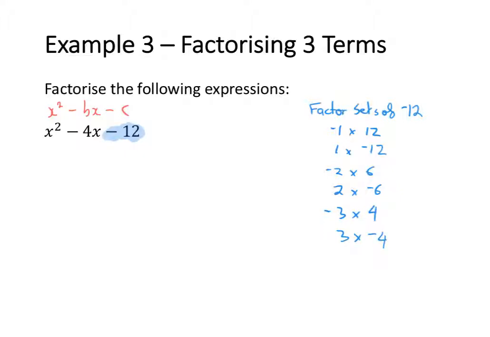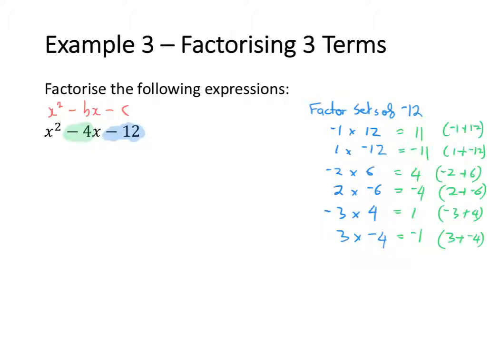Now that I've got my factor sets, I can move on to step 2, which is to identify which factor set adds up to give me negative 4. Negative 1 plus 12 is 11. 1 plus negative 12 is negative 11. Negative 2 plus 6 is 4. 2 plus negative 6 is negative 4. Negative 3 plus 4 is 1. And 3 plus negative 4 is negative 1.